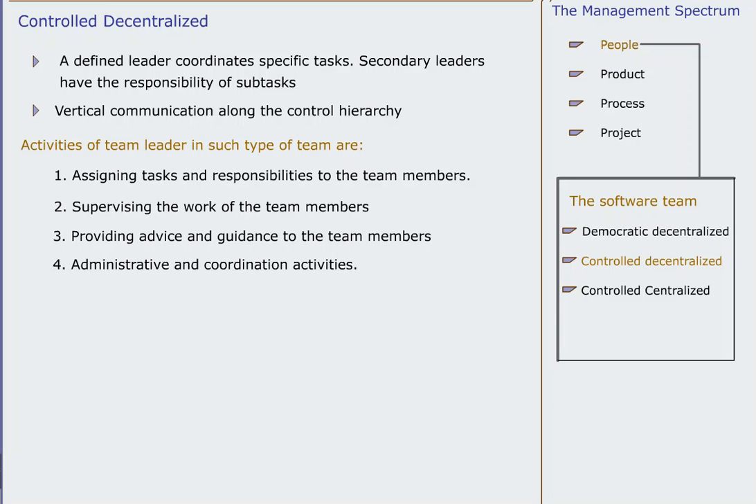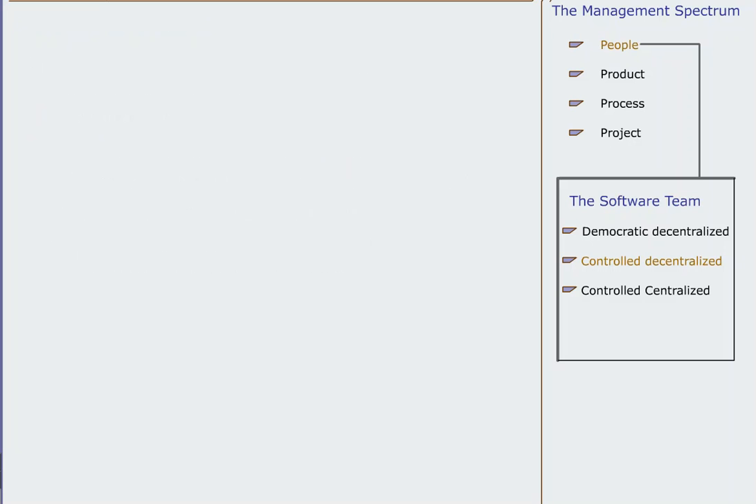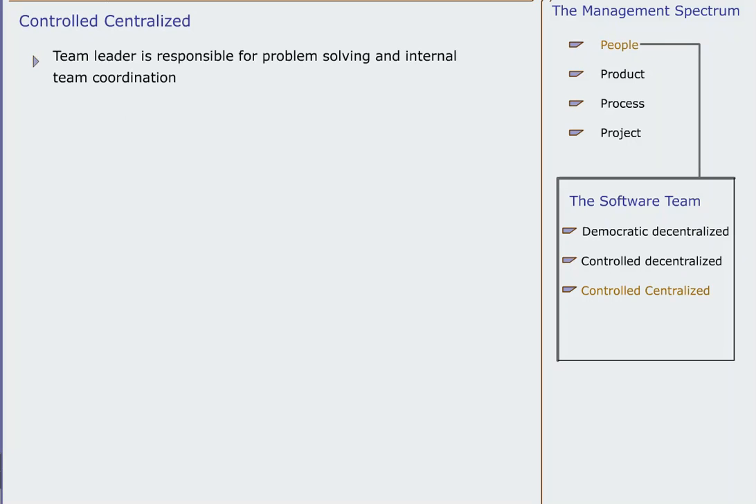Such type of teams are suitable for mixed groups having junior and inexperienced as well as experienced developers. Third type of software development team is controlled centralized. In this type of team structure, team leader is responsible for problem solving and internal team coordination.